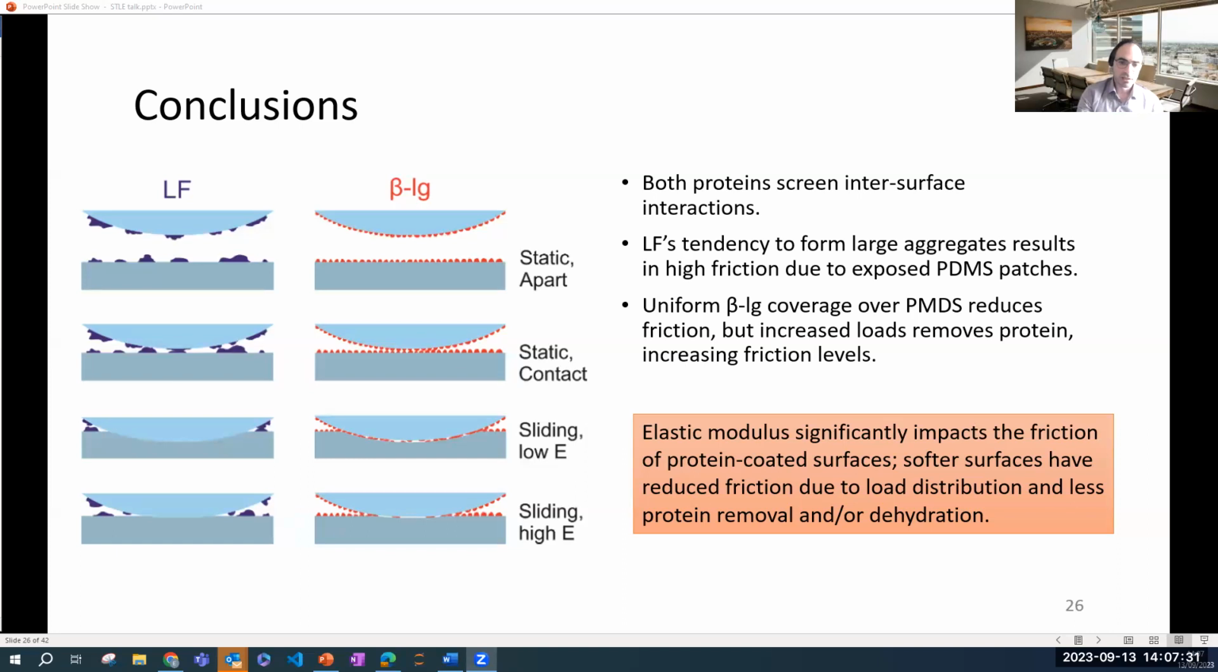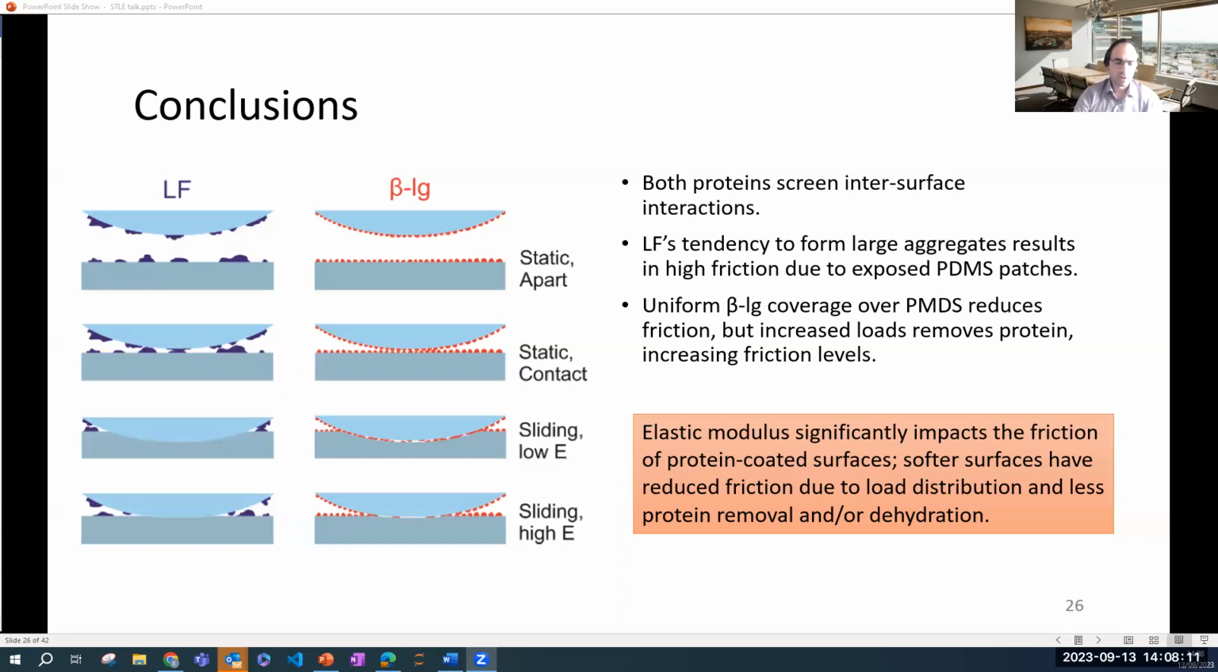In contrast, BLG exhibits very strong adhesion with the PDMS, leading to reduced friction. However, as the load increases, you eventually have the frictional forces removing and dehydrating that adsorbed film, which in turn increases the friction coefficient. Notably, surfaces with a lower Young's modulus can withstand a greater normal load before the BLG proteins are displaced from the surface, as the normal load is distributed over a larger area, resulting in lower contact pressure.